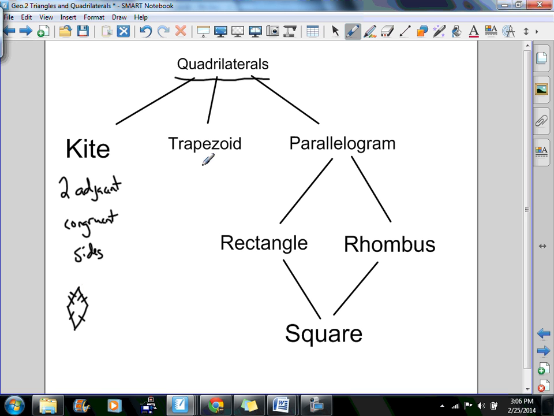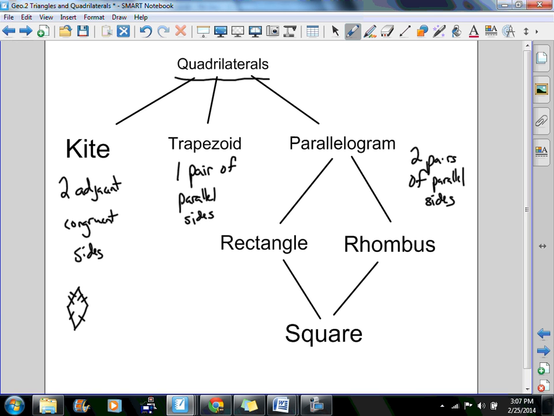Okay? Now, more likely, you're going to see a trapezoid or a parallelogram. A trapezoid has one pair of parallel sides, where a parallelogram has two pairs of parallel sides. And I'm hoping you're asking that if it doesn't have a pair of parallel sides, well, then it's most likely going to be a kite.